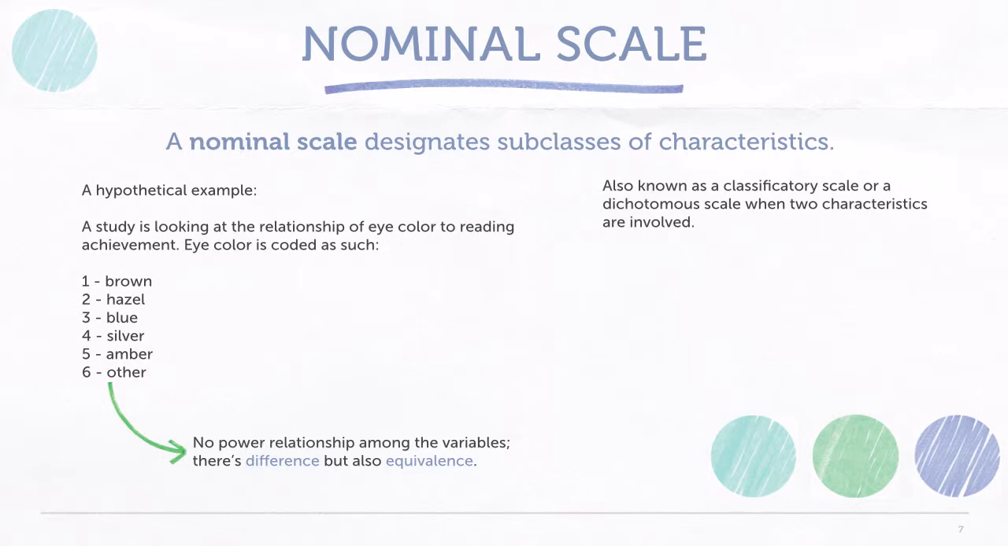And what I mean by equivalence is within this coding scale, there's no hierarchy of what is better than anything else. So, brown is equal to hazel, is equal to blue, is equal to silver, is equal to amber, is equal to other. It's really just there to designate difference, categories of characteristics.